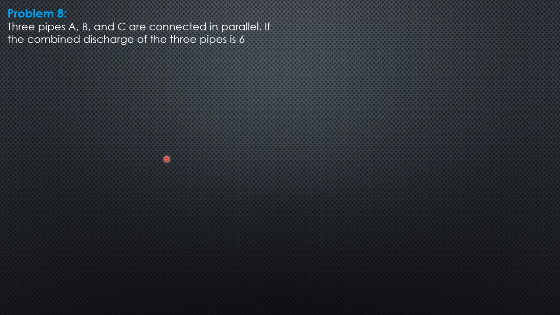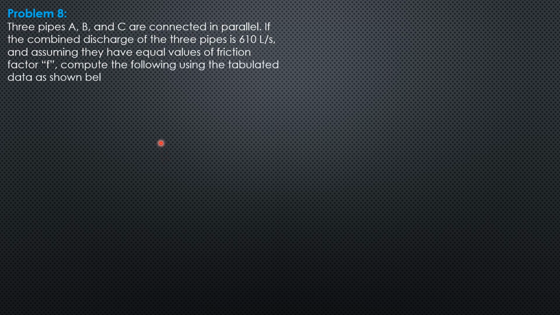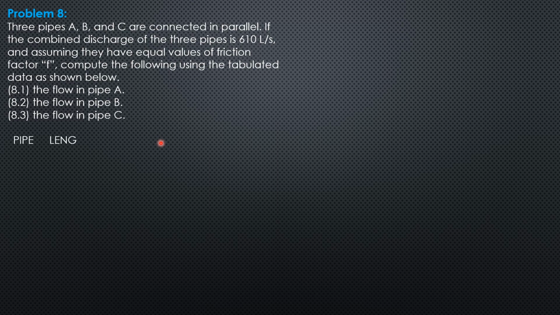Example 8: three pipes A, B, and C are connected in parallel. If the combined discharge of the three pipes is 610 liters per second, and assuming they have equal values of friction factor F, compute the following using the tabulated data as shown below. The flow in pipe A, flow in pipe B, flow in pipe C. And this is the tabulated data.